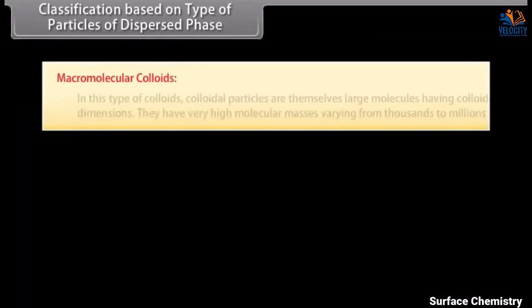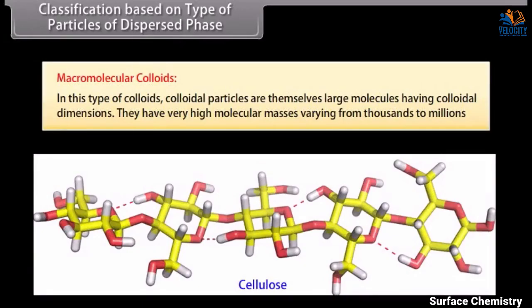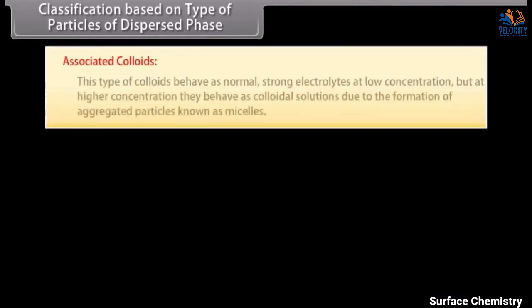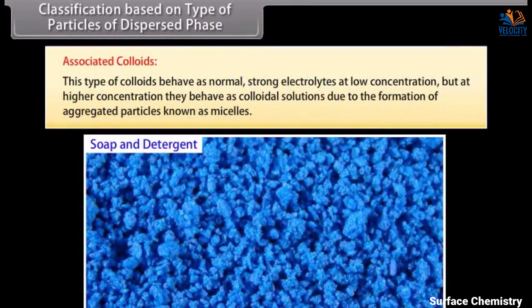Macromolecular colloids. In this type of colloid, colloidal particles are themselves large molecules having colloidal dimensions. They have very high molecular masses, varying from thousands to millions. For example, proteins, cellulose, nylon, and plastic. Associated colloids. This type of colloid behaves as a normal strong electrolyte at low concentration, but at higher concentration, they behave as colloidal solutions due to the formation of aggregated particles known as micelles. For example, soaps and detergents.